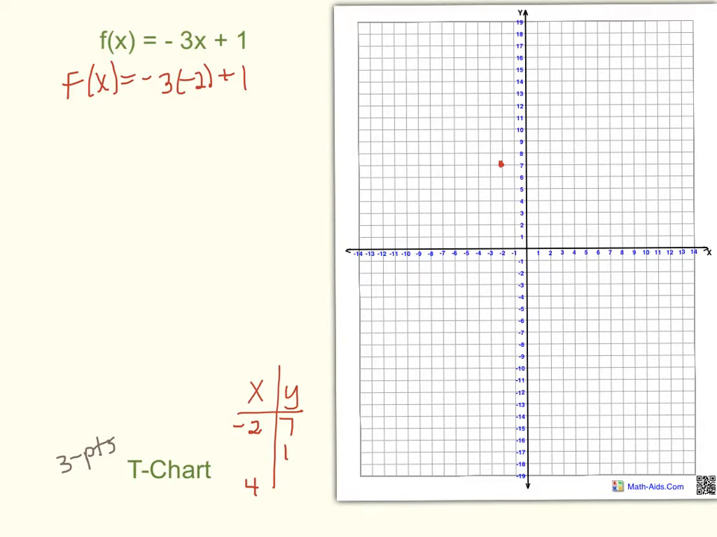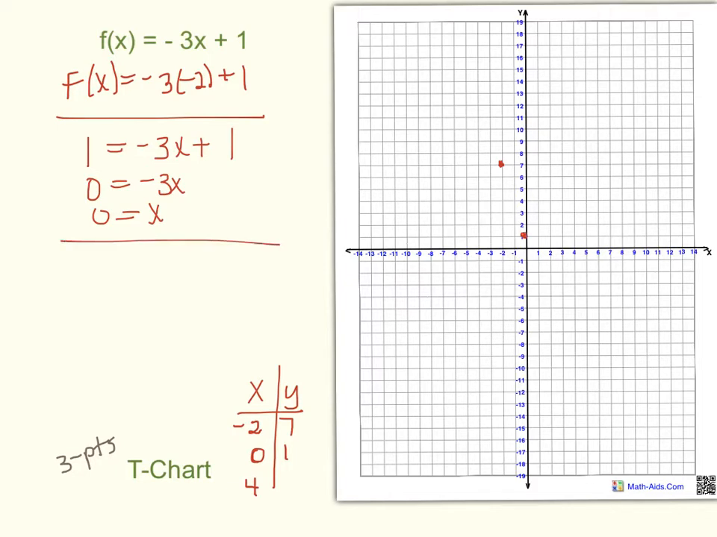For my second point, I'm plugging my second point in for y. So instead of y is f of x, I'm going to plug in a 1 for y. So instead of f of x equals, it's going to be 1 equals. Remember, f of x and y are the same thing. I'm going to subtract that 1 over and get a 0. I'm going to divide by that -3 and get a 0. So I know that I've got a point at 0, 1 on this graph.